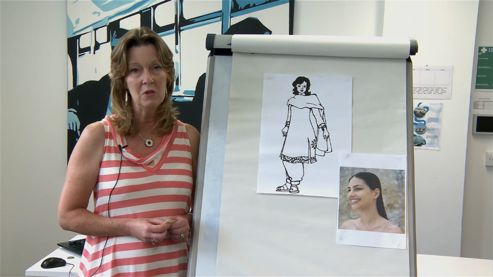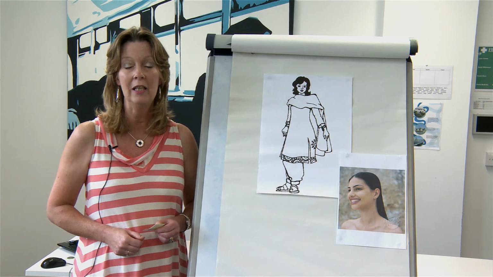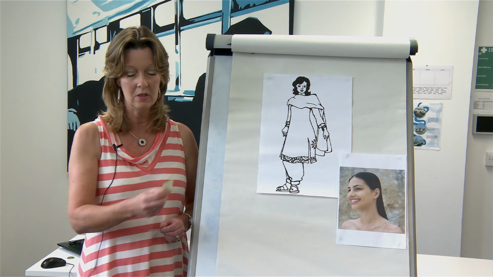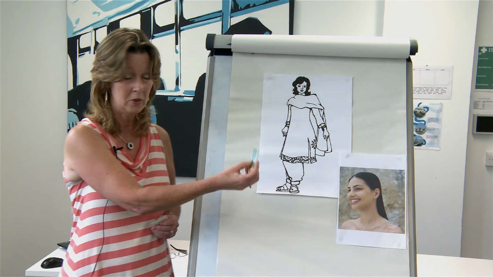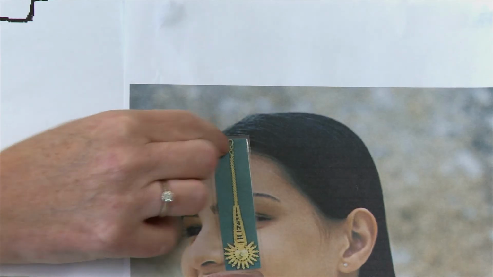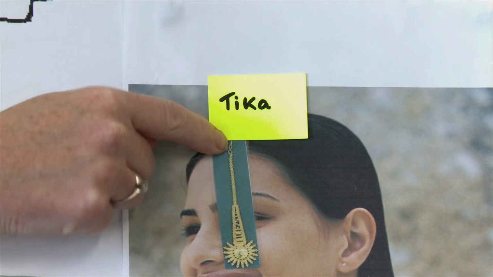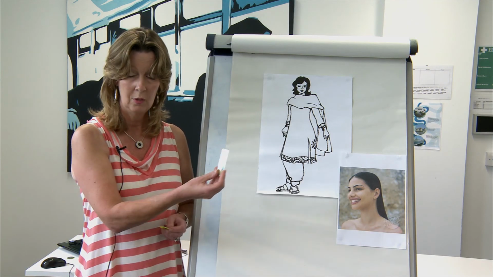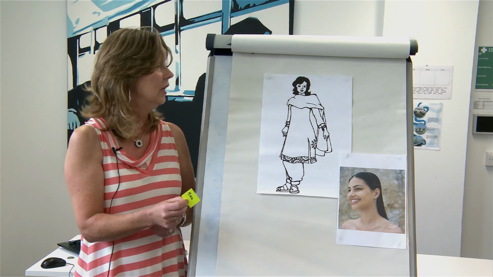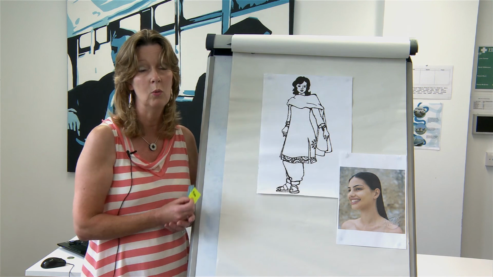The game is very simple. I have pictures of a lady, and then I've cut out some pictures of Indian body jewellery, body adornment. This one's called a tika, and it slots there. And I've cut out the names of each piece of jewellery. So I divide my learners up into groups, and I give them a pack of pictures and a pack of cards, and they're encouraged to talk amongst each other and see if they can sort out what goes where.